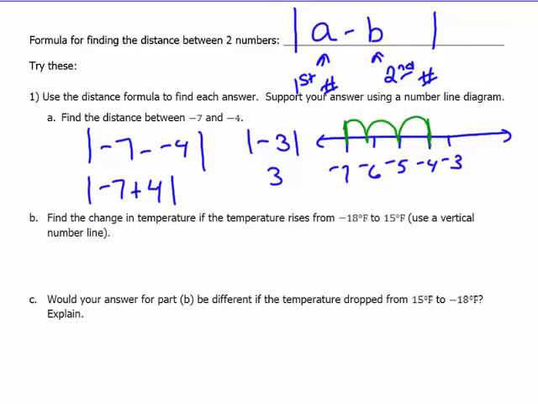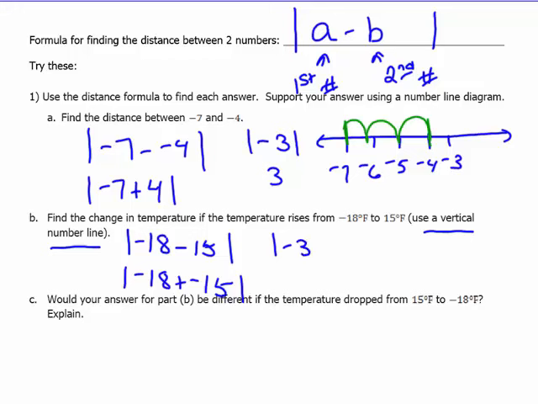Find the change in temperature. So change in temperature is exactly like the distance on a number line, because temperature is basically just a vertical number line. So we're going to do absolute value. First number they give us is negative 18 minus the second number. Okay, well, this is a subtraction. So we're going to have negative 18 plus negative 15. Well, these are the same integers. Same integers means I have to add them together. So that's going to be absolute value of negative 33, which is 33.